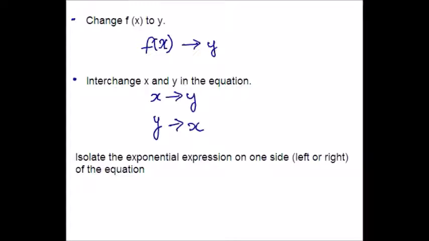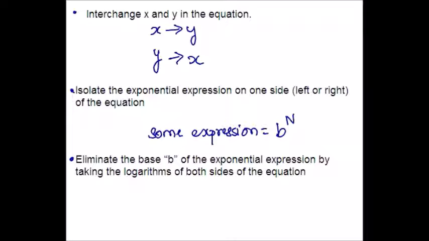First, let me give you the general form of the exponential expression. The exponential expression shown on the board is a generic form where b is the base and n is the exponent. Next step, step 4 is to eliminate the base b of the exponential expression by taking the logarithm on both the sides of the equation. Generally, to remove or get rid of any term, we just do the opposite operation. Am I right? Same way, the opposite operation to get rid of the exponential is to take the logarithm on both the sides of the equation. That is what we are going to do in this step.